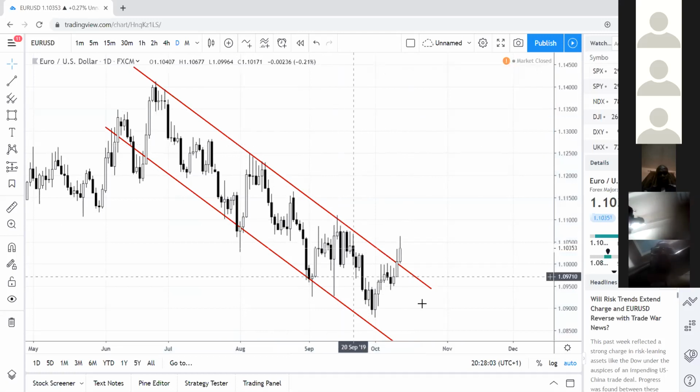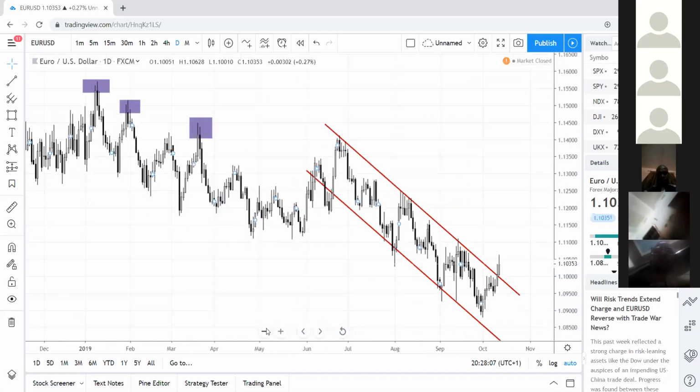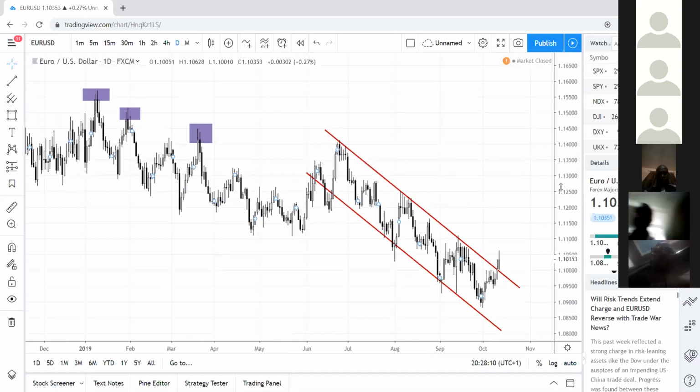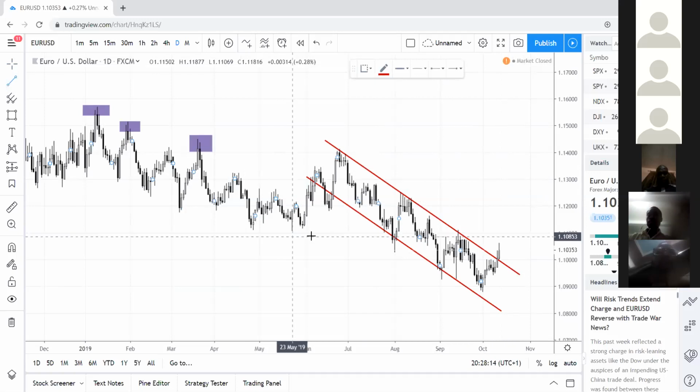Now that it has broken, let me show you something. This is very, very interesting. Now, before it got to this point, look at this. This was a trend line as well.